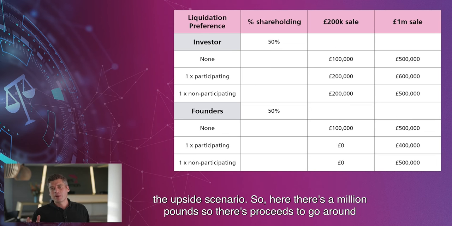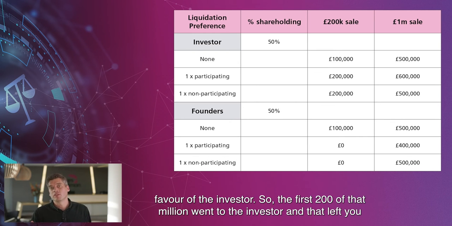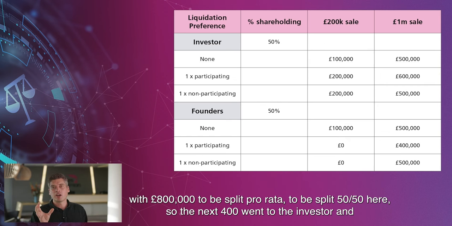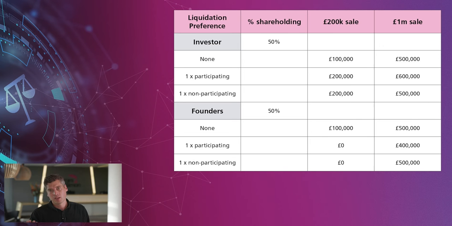More interesting if we look at the upside scenario. So here there's £1 million, so there's proceeds to go around. And you can see that if you look at the participating preference, you've got a skew in favor of the investor. So the first 200 of that million went to the investor, and that left you with 800,000 to be split pro rata, to be split 50-50 here. So the next 400 went to the investor and 400 to the founders. The upshot is, investor ends up with 600,000, founders 400,000.